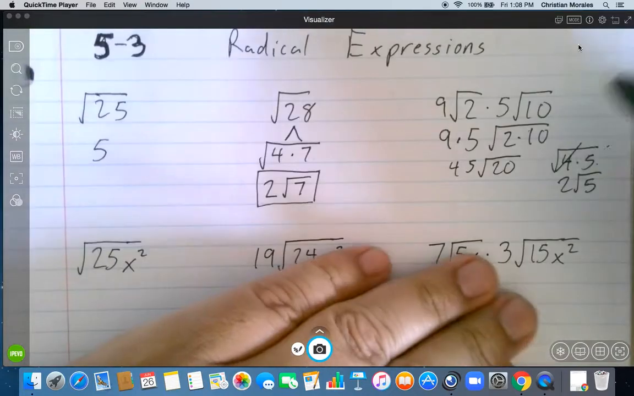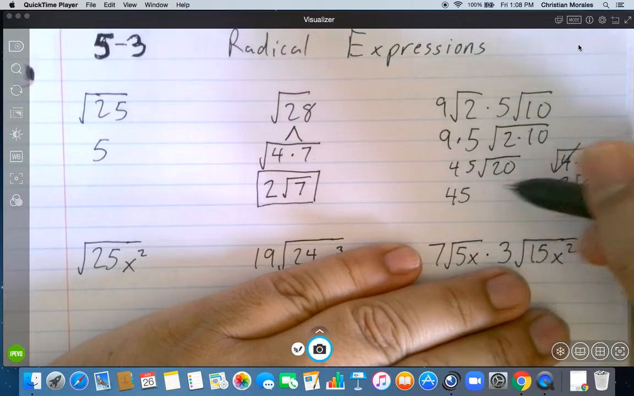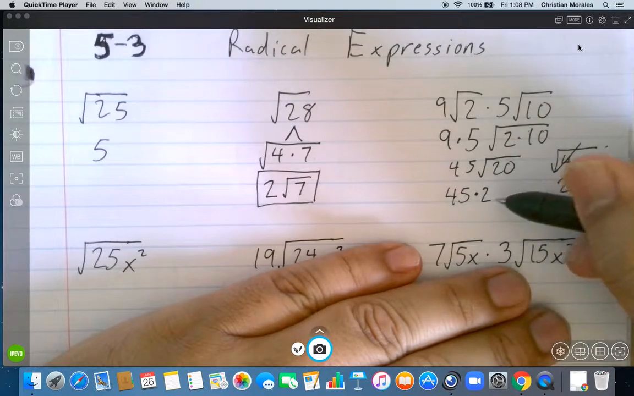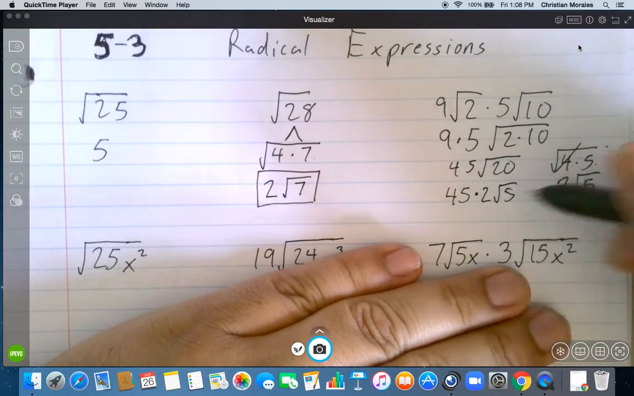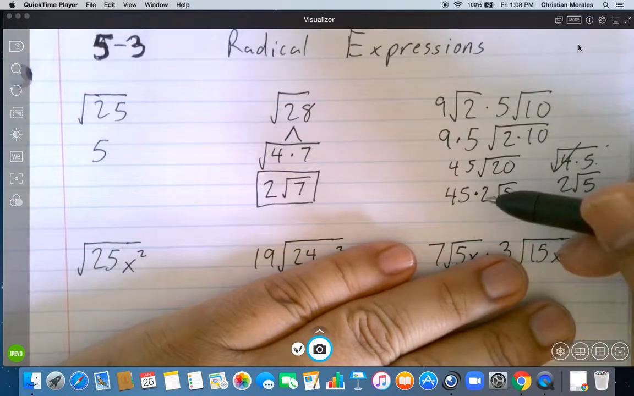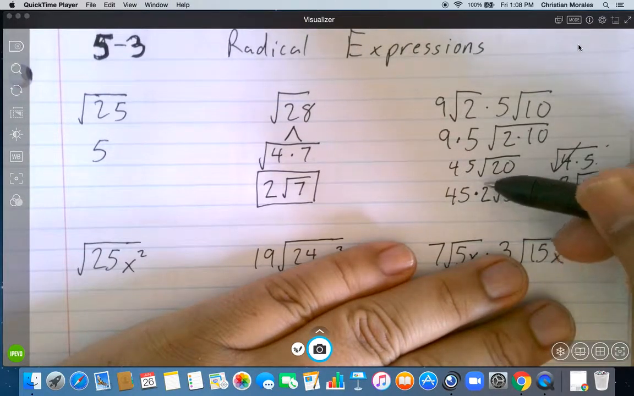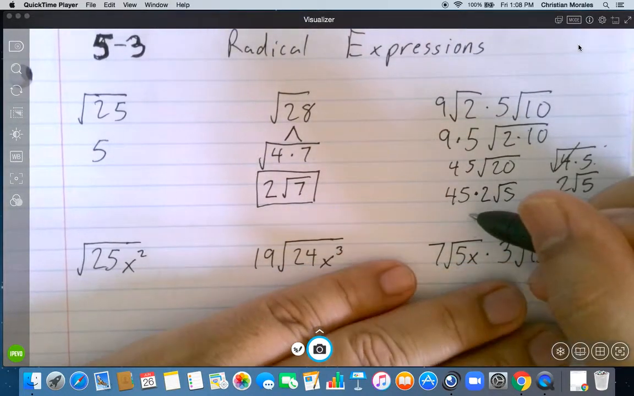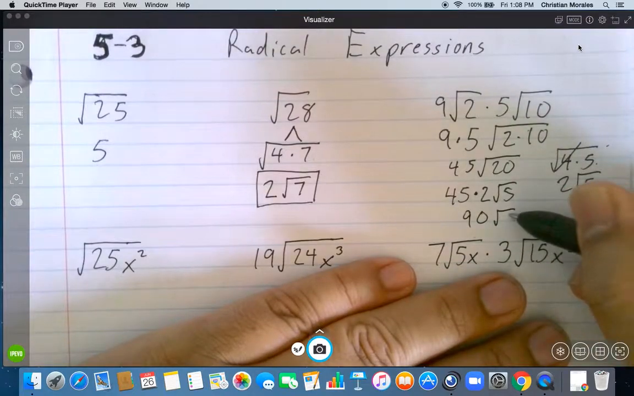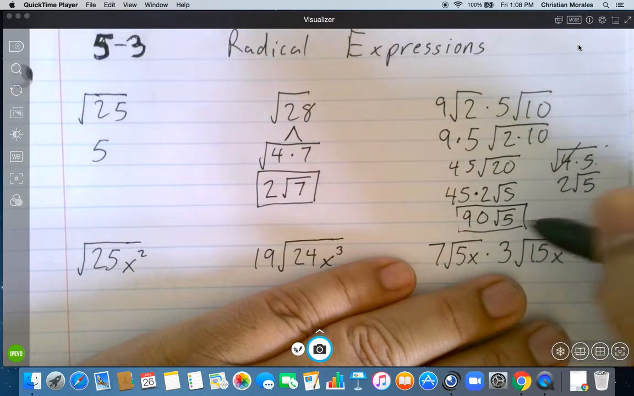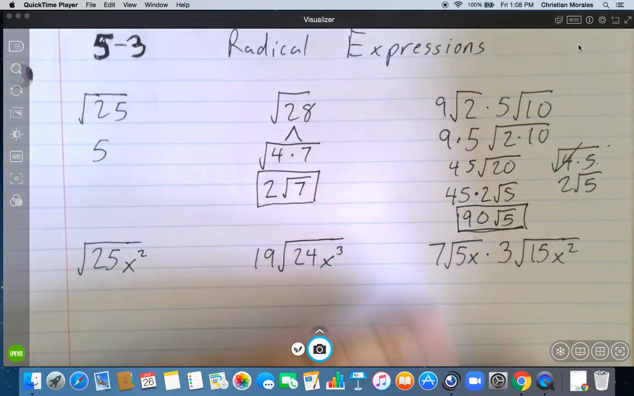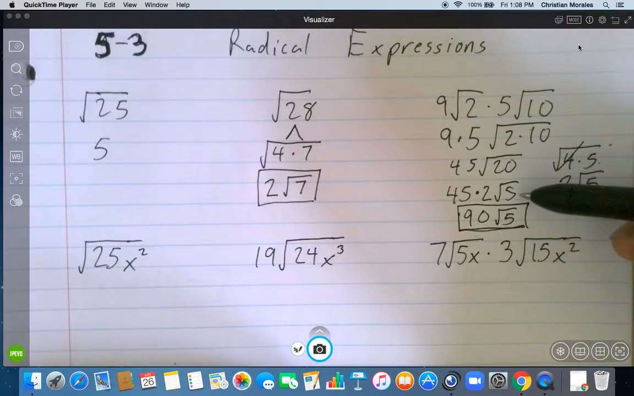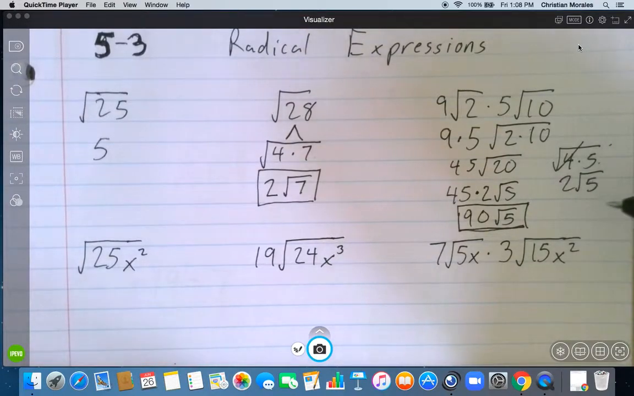Now, here's the weird part. The 45 in front does not change, but now you have a 2 and a square root of 5 along with it. But now that 2 is not a square root anymore. That 2 is a regular whole number. So what do you do with the whole numbers? You multiply them. So 45 times 2, you get 90 square root of 5, and this is the answer. So the only things in the square root are numbers that don't have perfect squares, that don't have square roots. Okay? Now let's introduce variables into it.